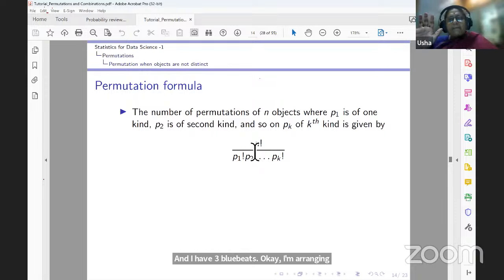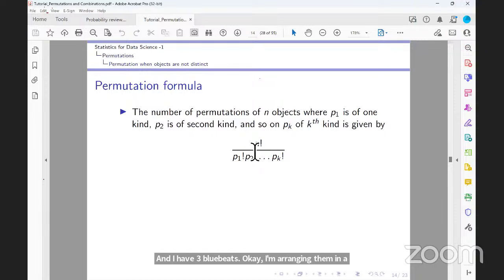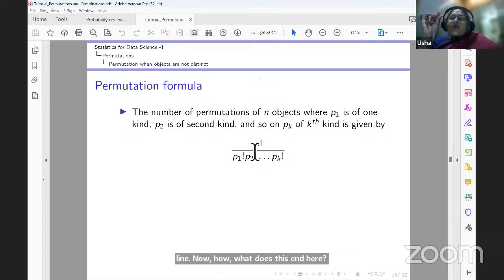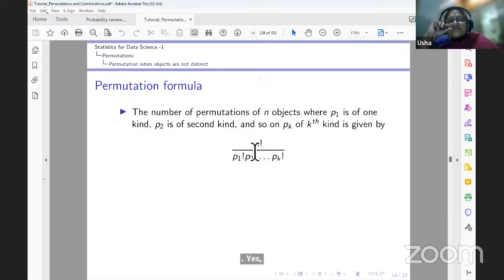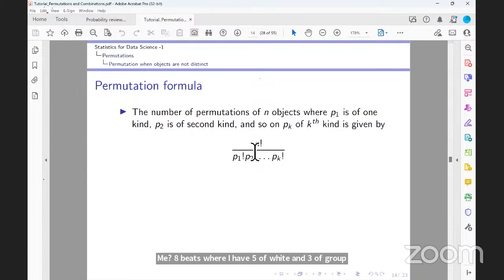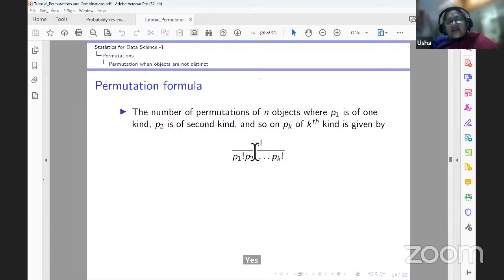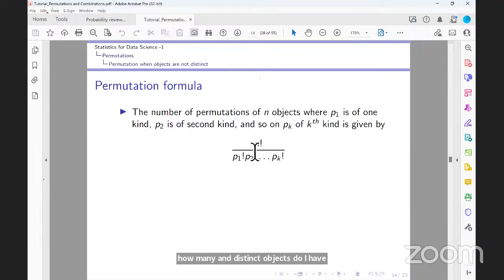Till here, is it clear? Yes, ma'am. Right. Now I'm saying that the 3 blue are always together. So I can look at these n objects. So how many n distinct objects do I have? 6. So this would be 6 factorial by 5 factorial. Is that clear? Yes, ma'am. Because the 3 beads are of the same kind, they have only one arrangement among themselves. Because I have 3 objects where all the 3 are of the same kind. Agreed? Yes, ma'am.